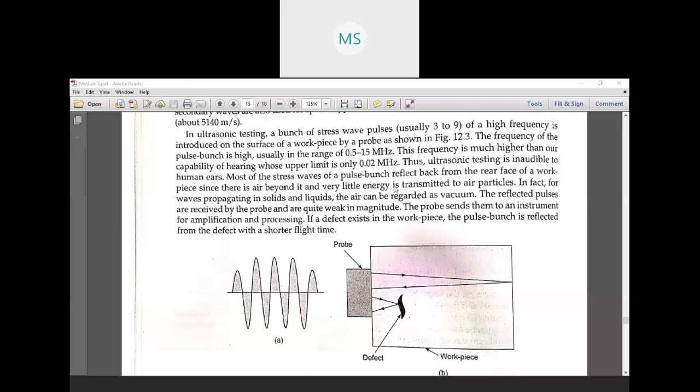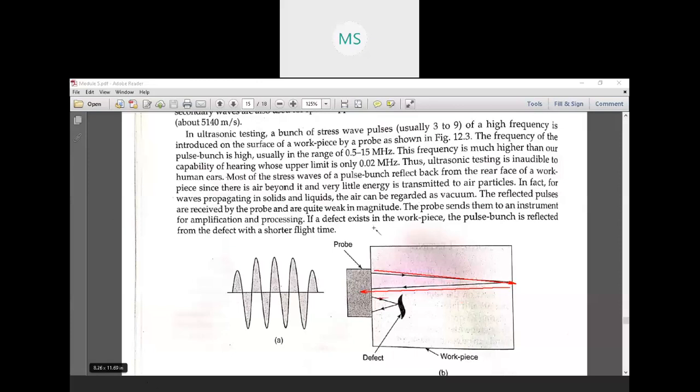Most of the stress waves of a pulse bunch reflect back from the rear face of the work, as we have discussed already, since there is air beyond it, and very little energy is transmitted to air particles. In fact, for waves propagating in solids and liquids, the air can be regarded as a vacuum. So the reflected pulses are received back by the probe. As I told you earlier, it sends the signal from here, and again it comes back to the probe only.